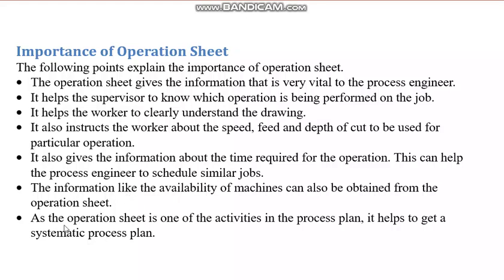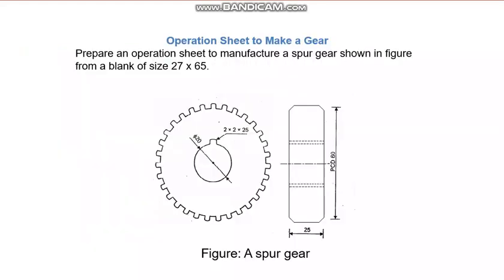You see, just by looking at that, you'll be able to tell these machines are available in the company. And as the operation sheet is one of the activities in the process plan, now process plan is the big topic under which we are studying all these things. The operation sheet is one of the activities of the process plan. It helps to get a systematic process plan. So this operation sheet making is necessary so that your plan will be more systematic.